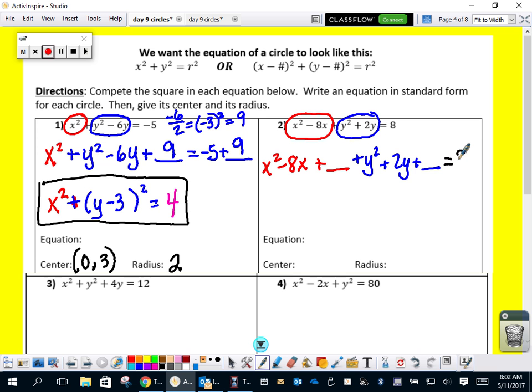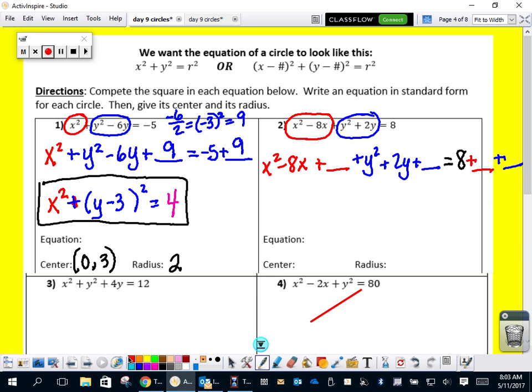equals 8. So you're going to have, oh no, it's not responding. Okay. You're going to have to, if you add something for the x on one side, you also have to add it to the right. Okay? So this is just my outline to get me where I need to.